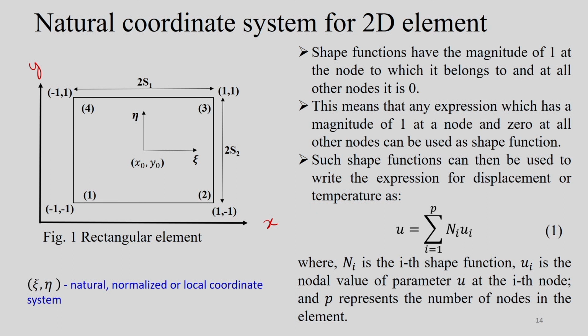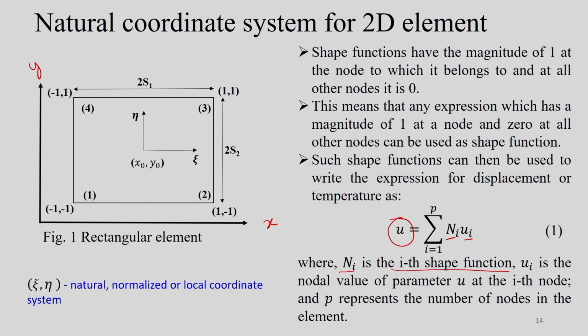Looking into these aspects, it is easier to map to a different functional form. Now, such a shape function can be used to write the expression for the displacement or the temperature field. Either you can consider a displacement field or a temperature field, u equals the sum over I equal to 1 to p of N_I u_I. So u_I is the displacement field, or it can be the temperature field also, where N_I is the ith shape function.